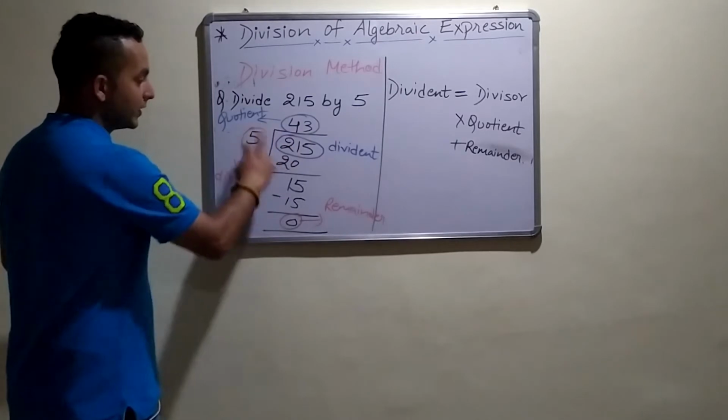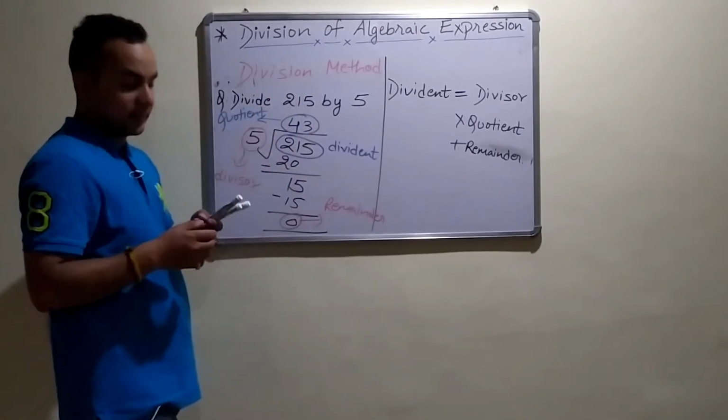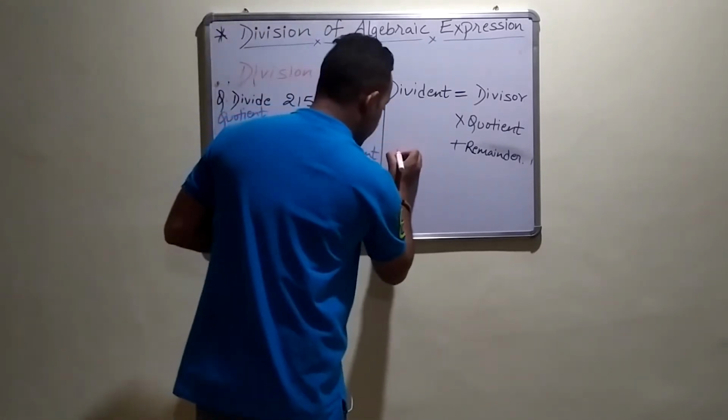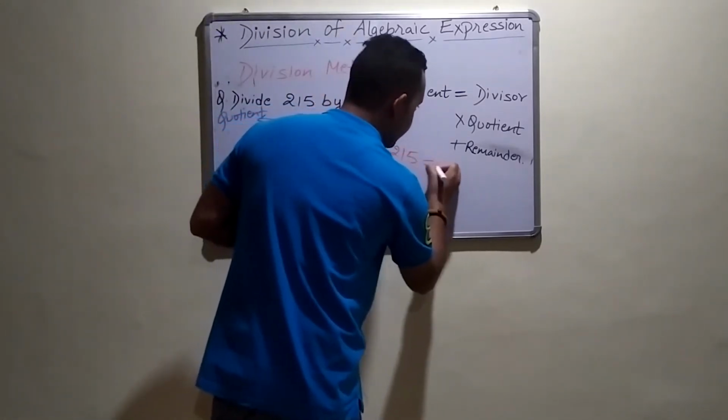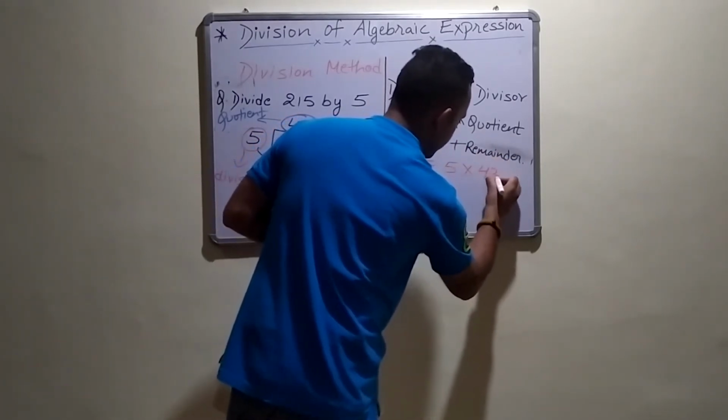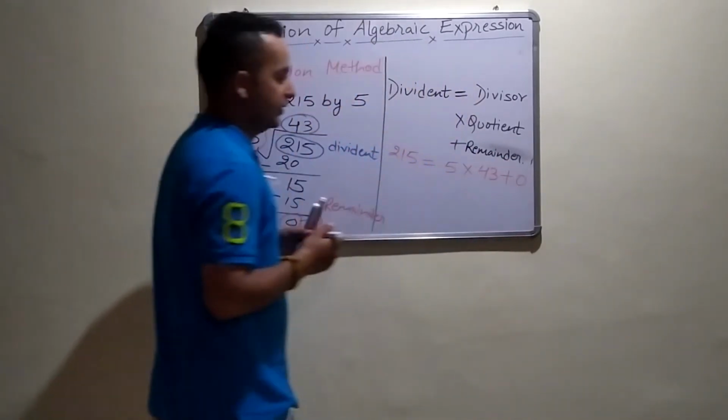So now I'm going to substitute all these numbers in this formula. So in place of dividend, I'll substitute 215. In place of divisor, I'll substitute 5. In place of quotient, I'll substitute 43. And in place of remainder, I'll substitute 0.